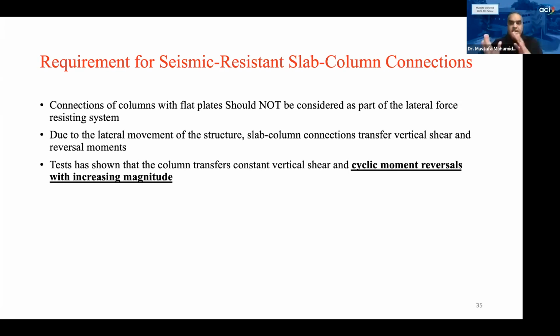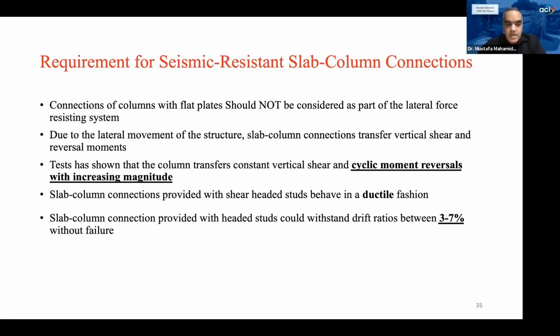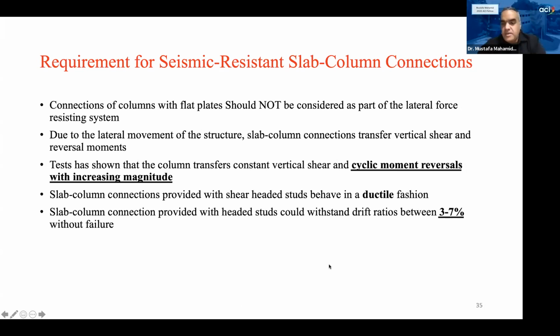So as the cycles increase, the magnitude of the moment increases, which will have a higher effect on the slabs. Now, slab column connections provided with shear-headed studs behave in a ductile fashion. So if we use headed studs, the drift during the seismic event can be accommodated. And the test has shown that the drift could be 3 to 7% without failure.